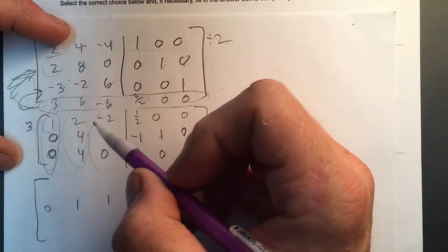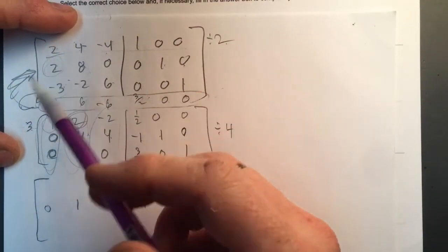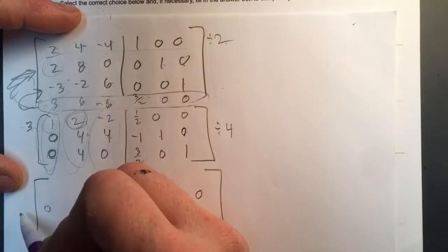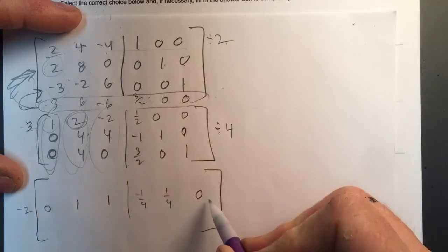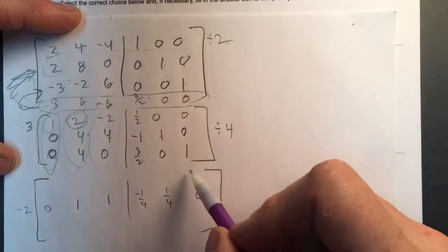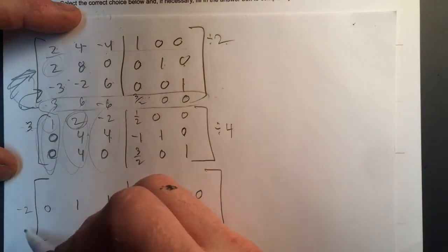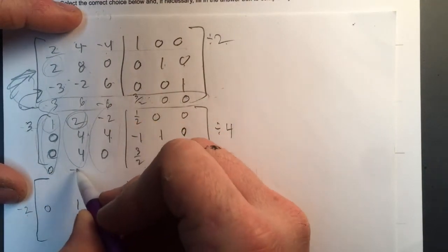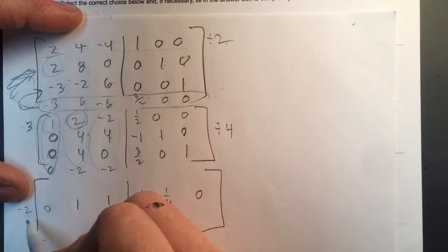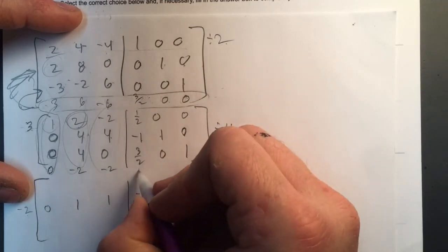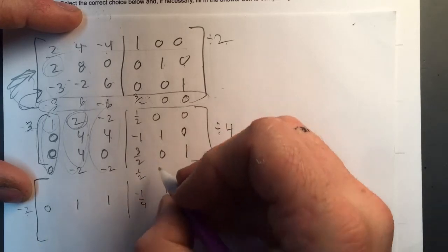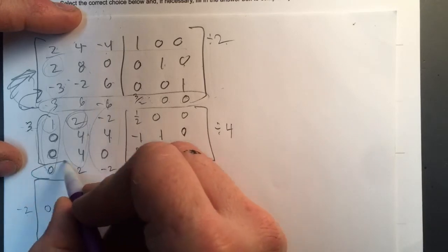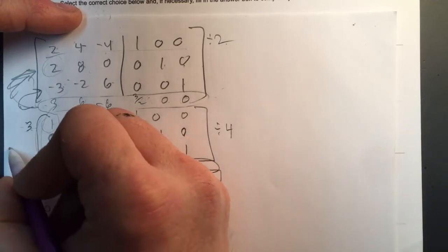So see right here at the top, I've got a 2. What makes that turn into a 0? A -2. So I'm going to do -2 times the row I just did. I'm going to write it here in the middle, and I'm going to add it to that top row. So -2 times 0 is 0. -2 times 1 is -2. -2 times 1 is -2. -2 times -1/4 is +1/2. -2 times 1/4 is -1/2. -2 times 0 is 0.